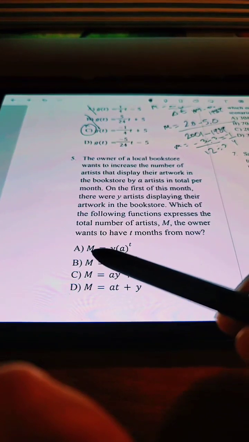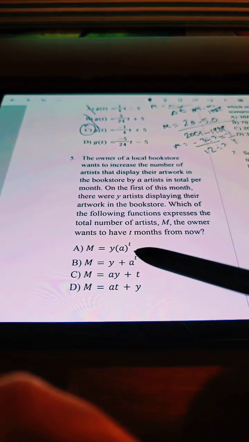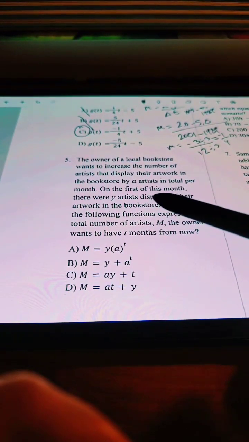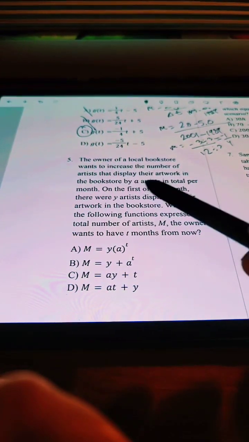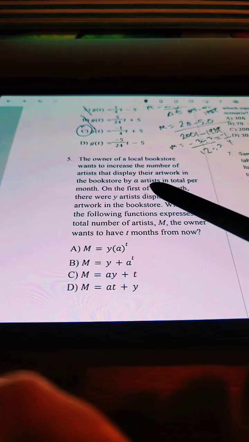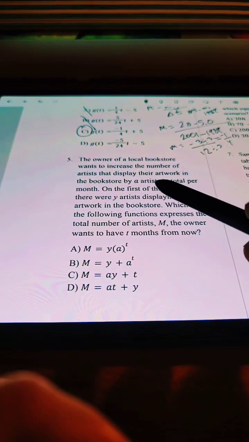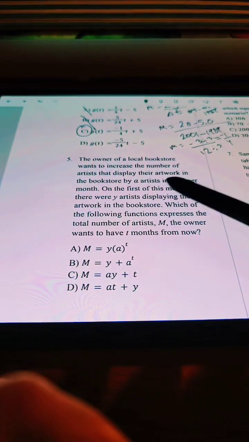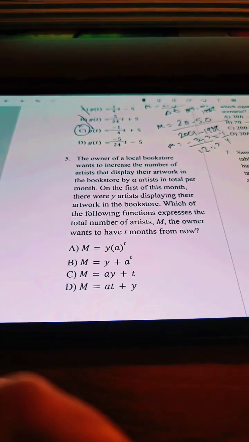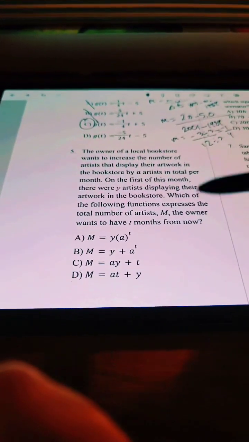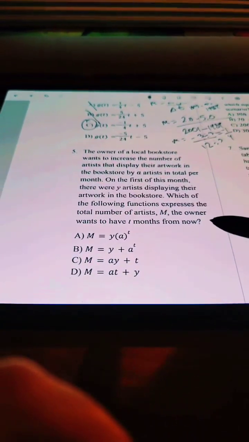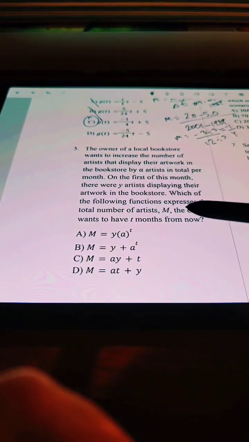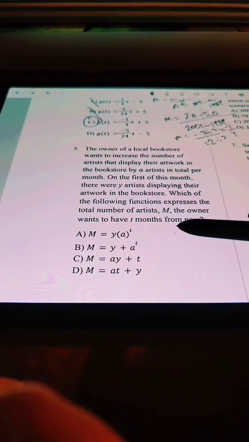Okay, so total number of artists, T months from now, and we know that there were initially Y artists displaying their artwork in the bookstore, and they want to increase the number of artists by A artists in total per month. So it's increasing at a constant rate. So that indicates that we have a linear relationship right here. And A would be the slope in that linear relationship.